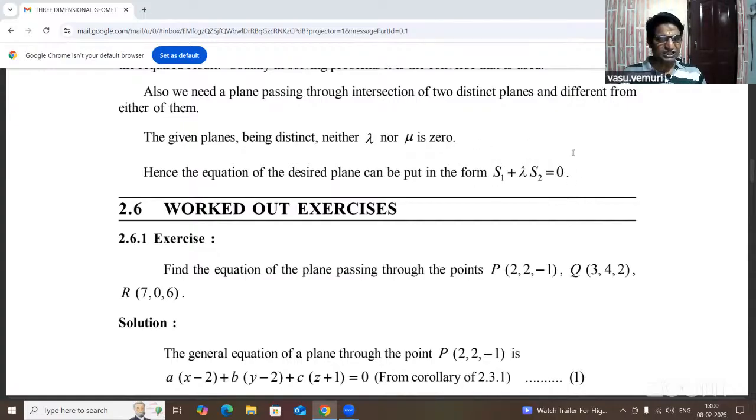This is the intersection of the plane equation. Then the condition of intersection of any two planes, S1 plus intersection, it is nothing, just you have to play, you must understand here. Okay.